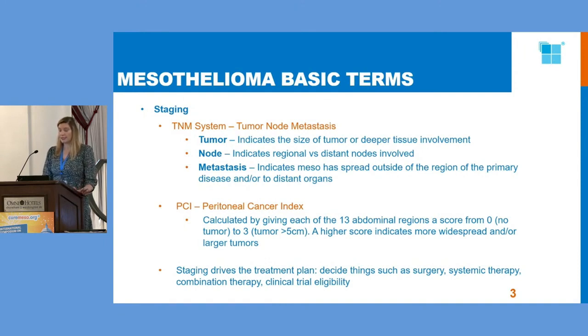Once we have the stage and the histology, that then drives the treatment plan, right? So if you are a stage 1 epithelioid, perhaps surgery would be the right next step. If you're a stage 4 sarcomatoid, maybe a systemic treatment would be the right next step. Make sense? Okay.